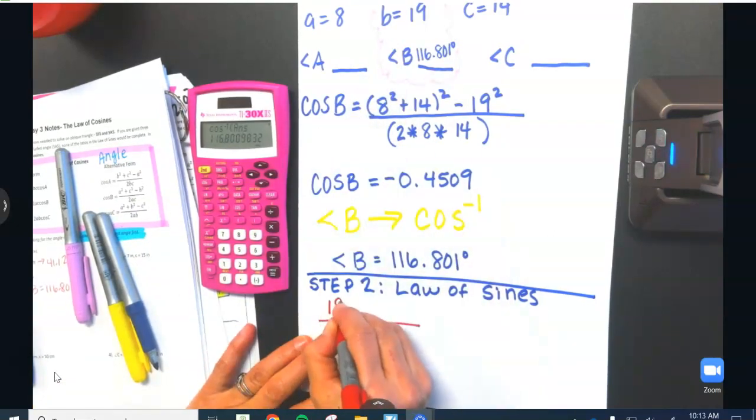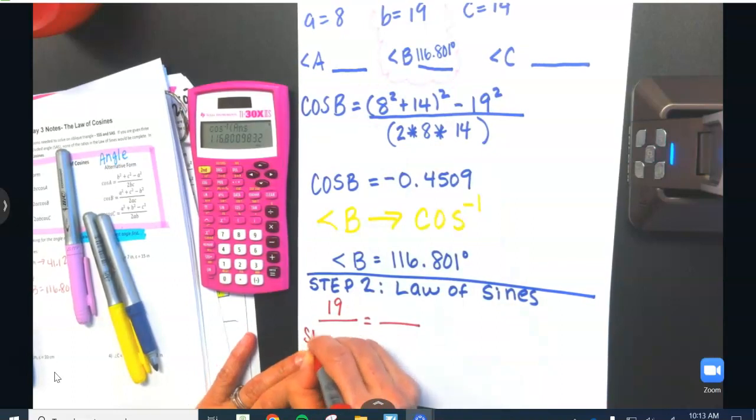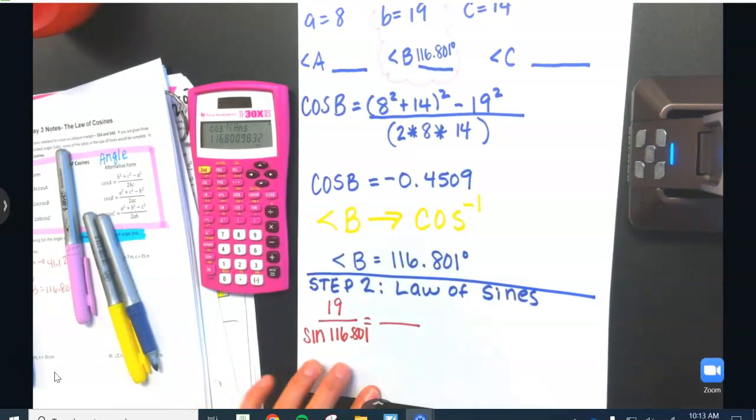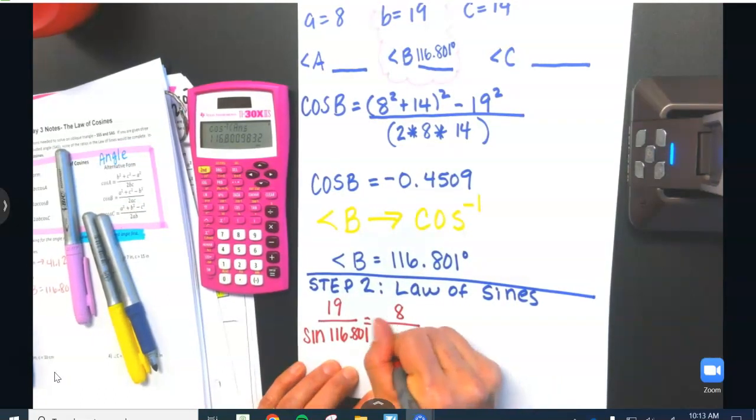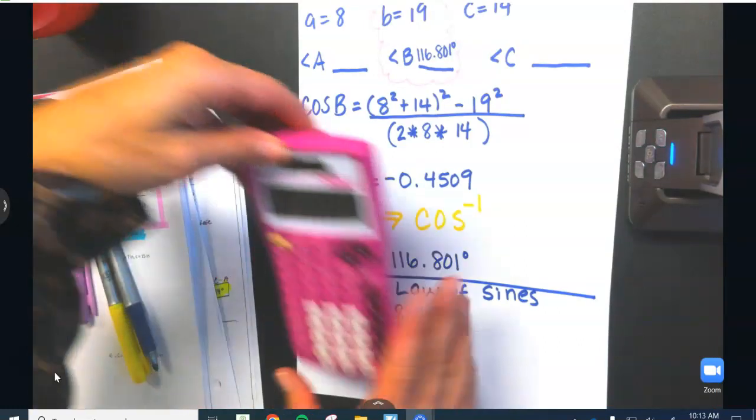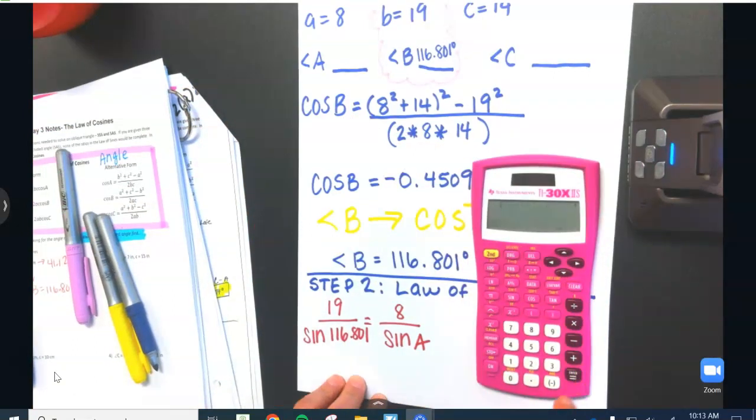But let me fill in the left side of my proportion. And then I'm going to put 8 on top and then sine A. For each step, clear your calculator. That way you and I are always going to get rounded answers that match. All right, I'm going to clear this out. Go ahead and find sine A.